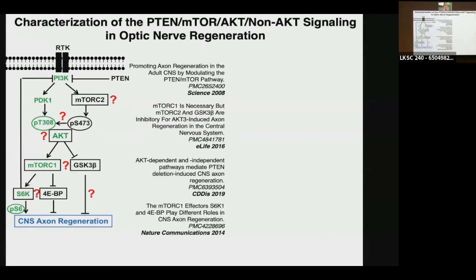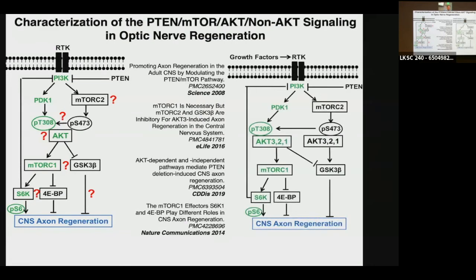Through all these publications, we have a better idea of the pathways downstream of PI3K: the mTOR complex 1 and mTOR complex 2 pathways. We know they have different effects on optic nerve regeneration, through control of different phosphorylation sites of AKT. AKT phosphorylation at 473 activates GSK3 beta, which is inhibitory to optic nerve regeneration. But the other, the mTOR complex 1 pathway, really promotes regeneration.